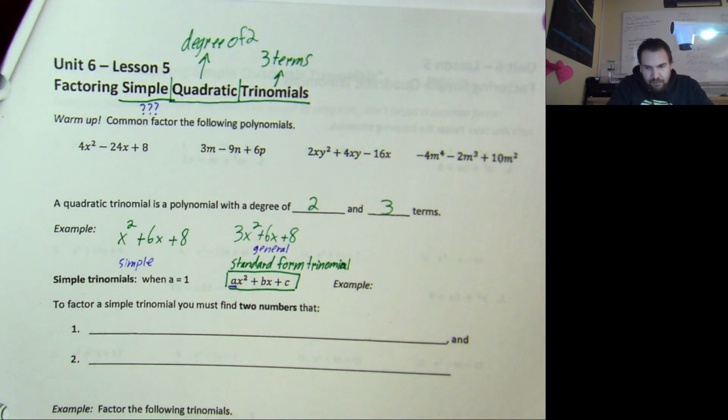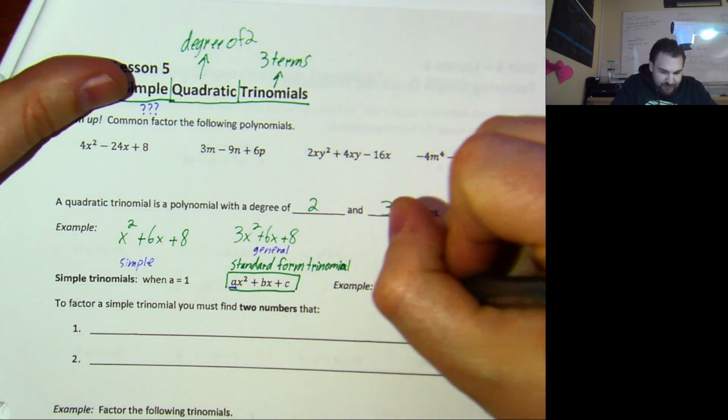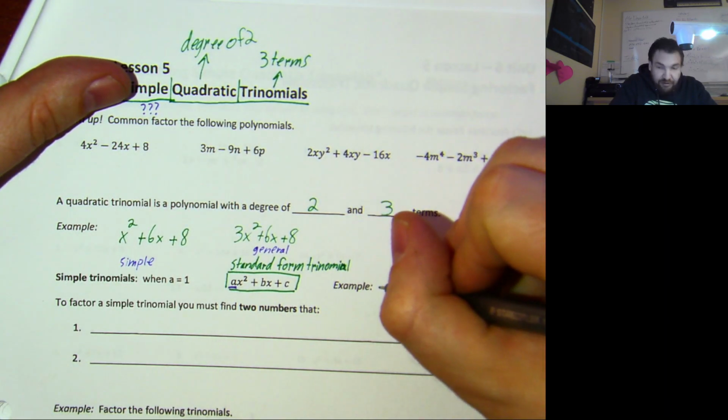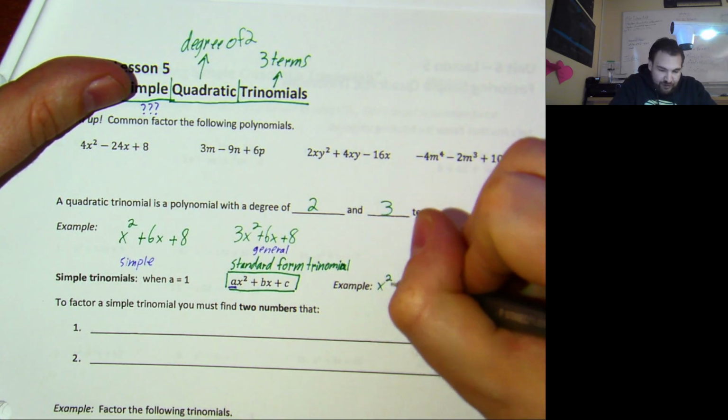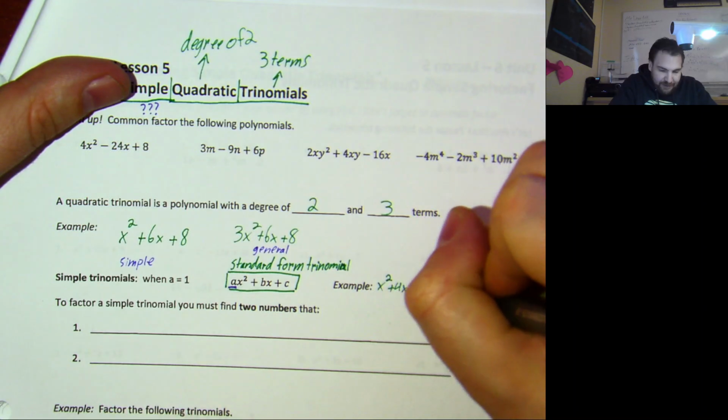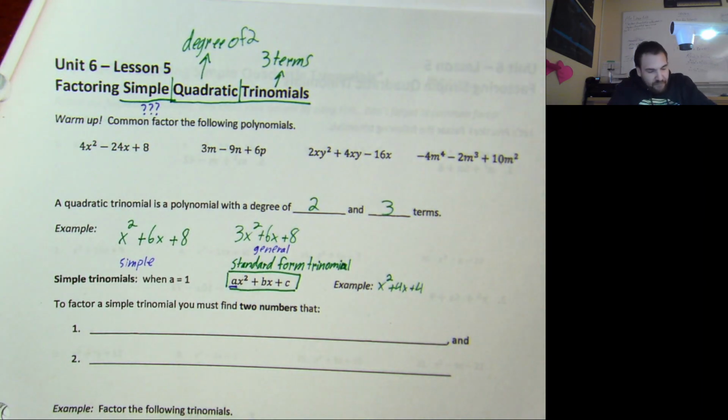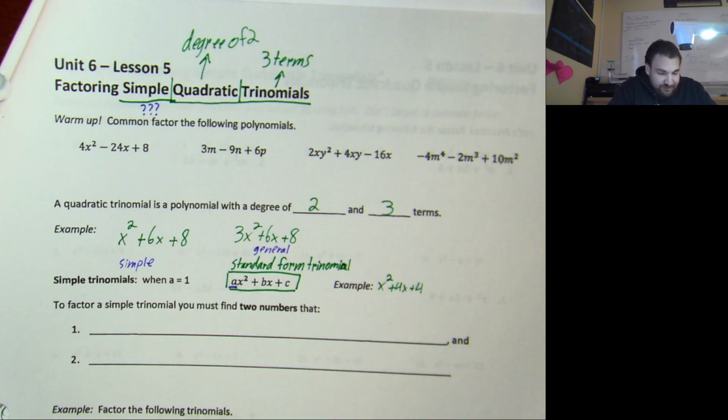So now I'll write another one. X squared plus 4x plus 4. So here's a question for you. This is a simple one because the leading coefficient is 1. What do we multiply together to give us one of these simple trinomials?